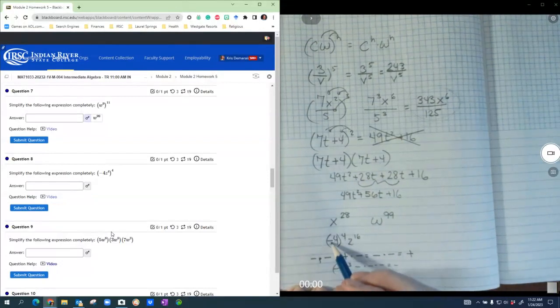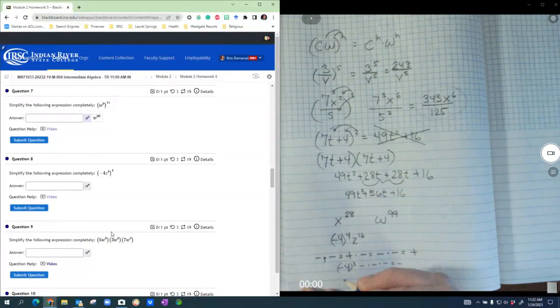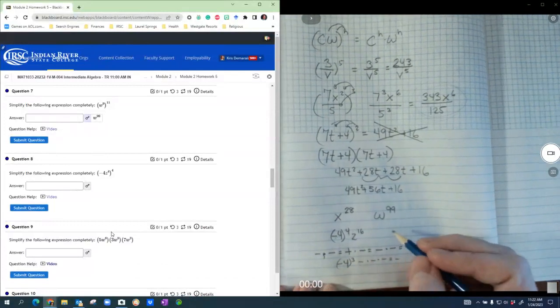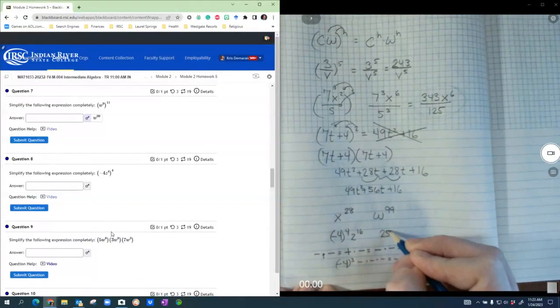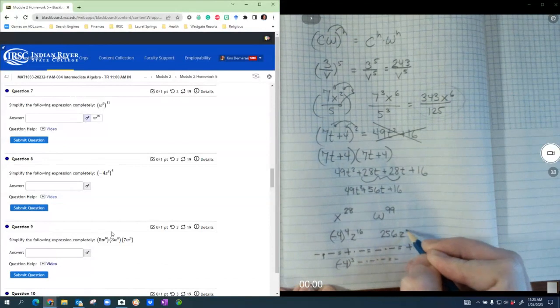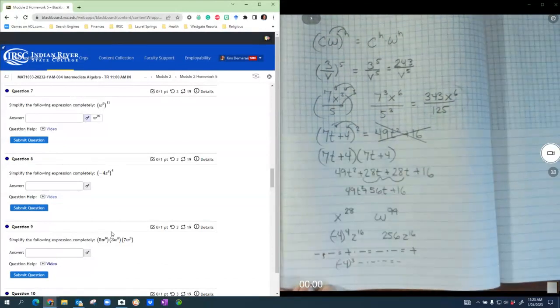So anytime you're dealing with it, you evaluate signs first. If the exponent is even, this would be positive. If it is odd, this would be negative. And then you just take the value of 4 to the 4th power, and you get 256. 256 z to the 16th.